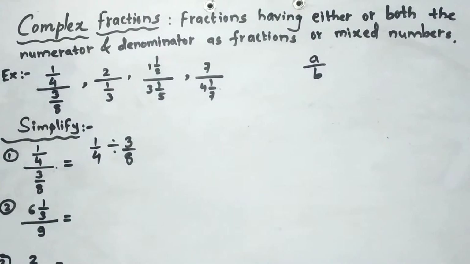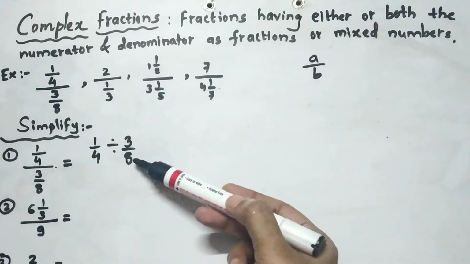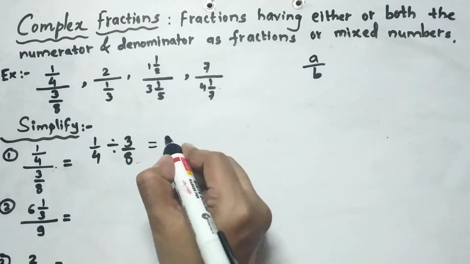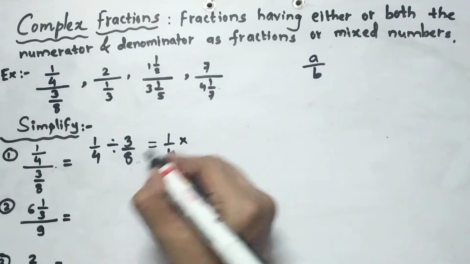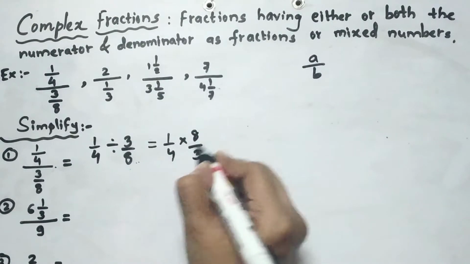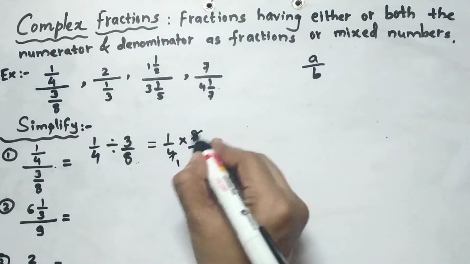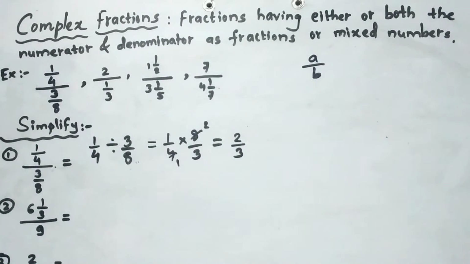So we know the rule of division of fractions: we need to convert the operation into multiplication and invert or flip the second fraction. So we'll write 1 by 4 into, we need to flip this 3 by 8, it becomes 8 by 3, and simplify wherever possible. So we can simplify it. 4 ones are here, 4 twos are 8, and now 2 ones are divided by 3. So this is the simplified form of this complex fraction.